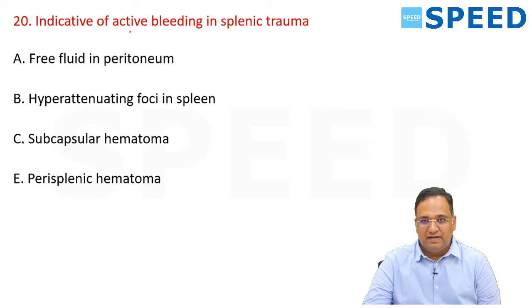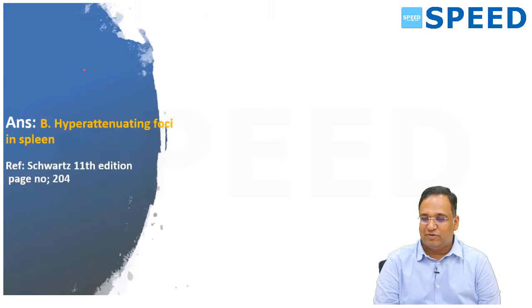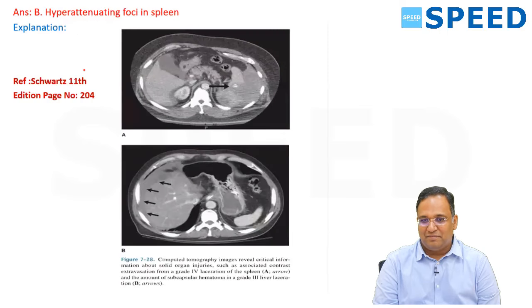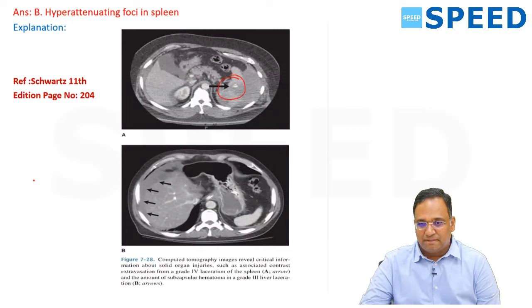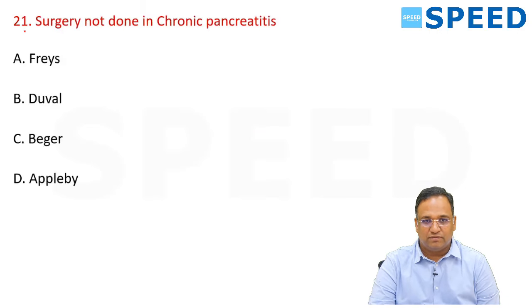Indicative of active bleeding in splenic trauma. It's a radiological question. And this is also been a question of discussion and very, very clear. Hyperattenuating foci in spleen, and that will be a very clear indication of splenic trauma. And this picture was taken from Schwartz 11th edition, page number 204.